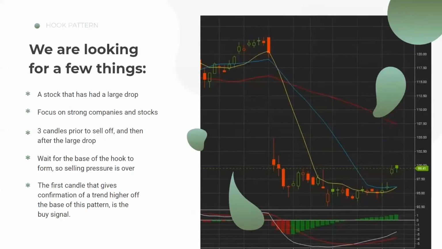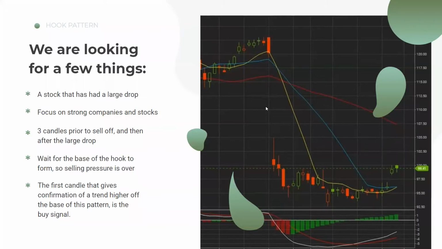Here's a perfect example of a hook pattern from, I think, a few months ago. We're looking for a few things: a stock that has had a large drop. You can see this one was up to about 125 a share, and we had a big drop all the way down to about 95, 92.50 a share. So you have your classic big hook. This is your shaft right here, the big drop, and obviously this is caused by an event. Then we have our base support right around 92.50 to 95, and then we start that incline and climb from there, forming that hook.